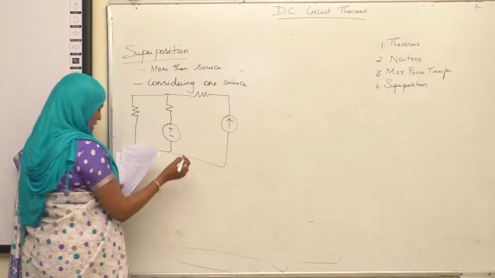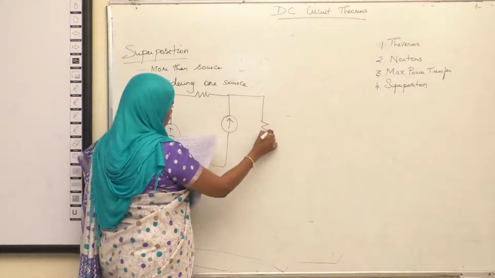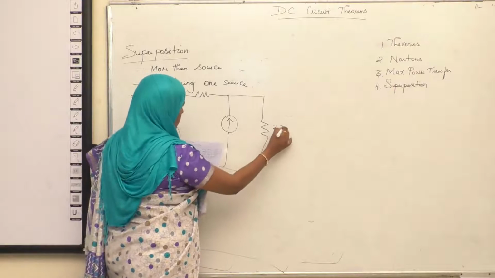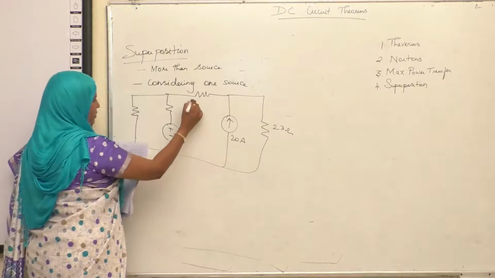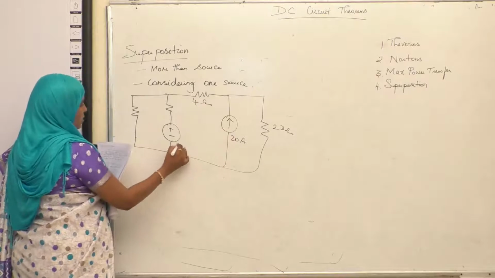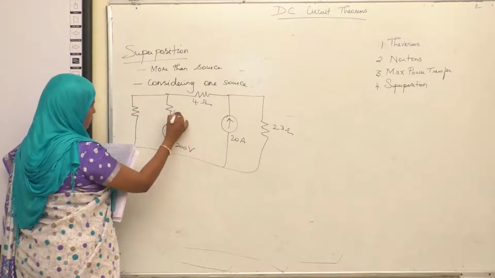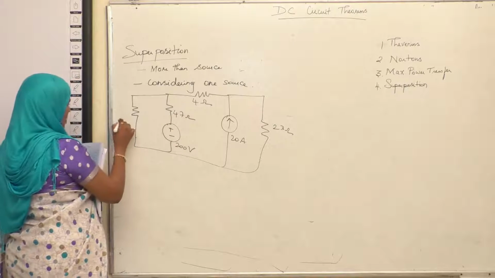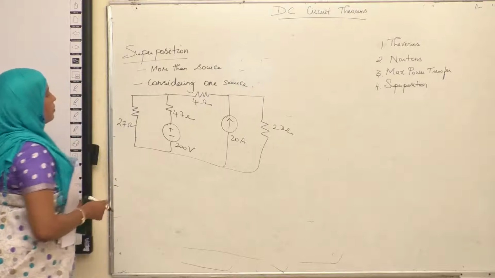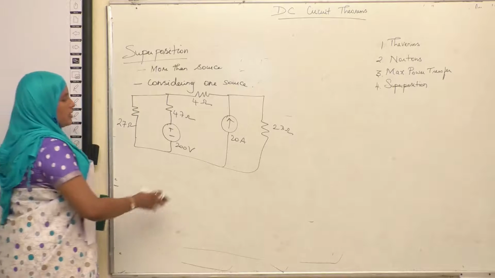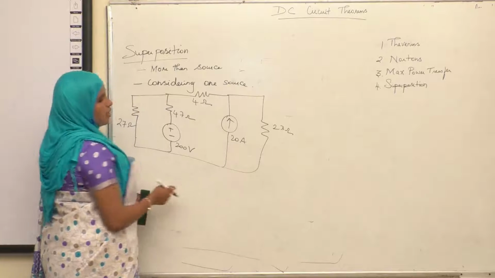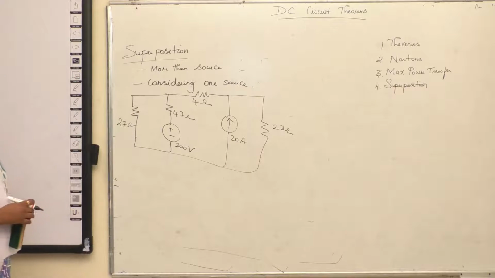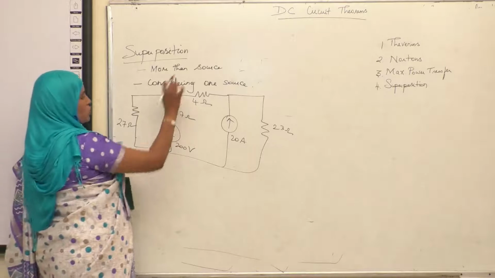So here I have taken one current source and one voltage source. This is the current source of 20 ampere and this one is a voltage source of 200 volts. Okay. So here there are two sources available. One is the voltage source, the other one is the current source. So the superposition theorem, you can solve it when you have more than one source.